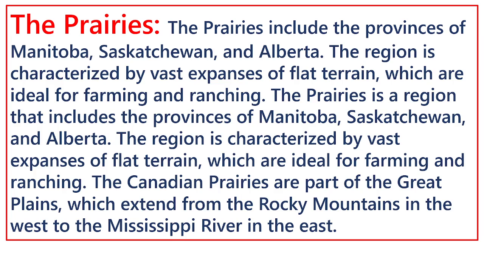The Prairies include the provinces of Manitoba, Saskatchewan, and Alberta. The region is characterized by vast expanses of flat terrain, which are ideal for farming and ranching.